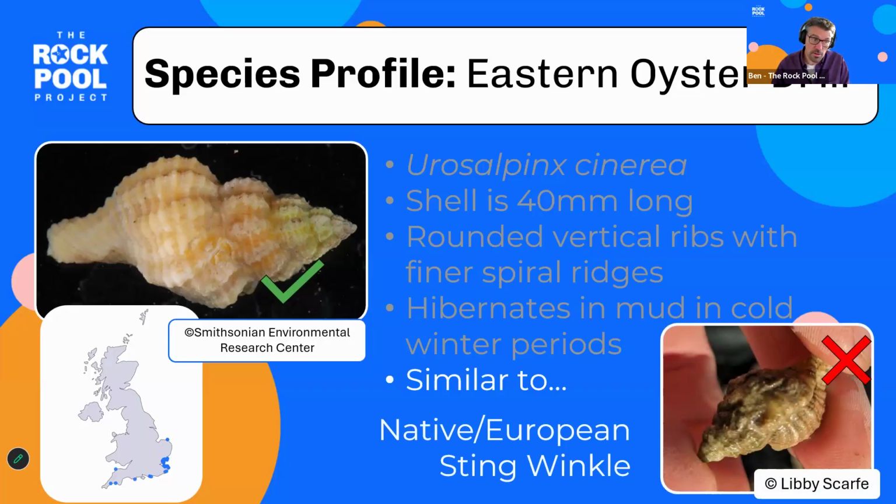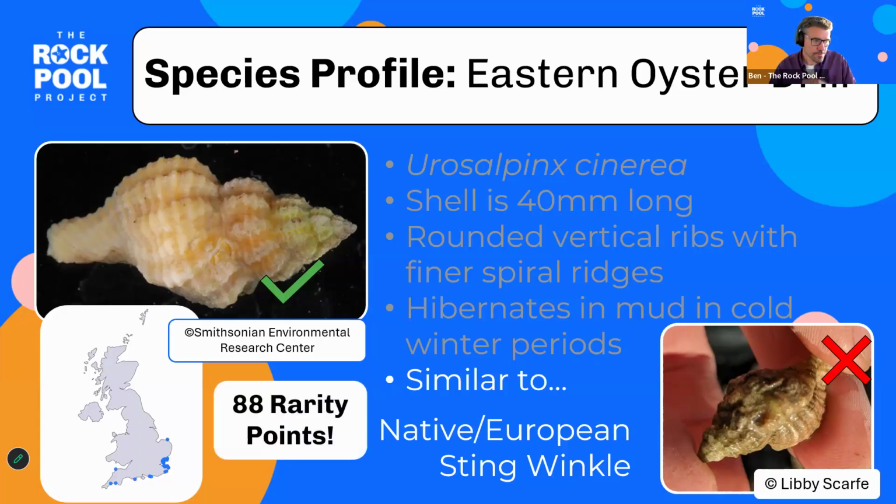And it's actually very unlikely that you'll find the eastern oyster drill. It's called eastern oyster drill on iNaturalist because I think they've just basically taken the American name from it. In this guide, it's called the American oyster drill. It's come from the eastern coast of America. The biggest difference between this and the native species is that the native species is much rougher, really. This has got a much neater shell than the native species. 88 rarity points if you find this one, so doubling that up if you do get it, it will do you some good.